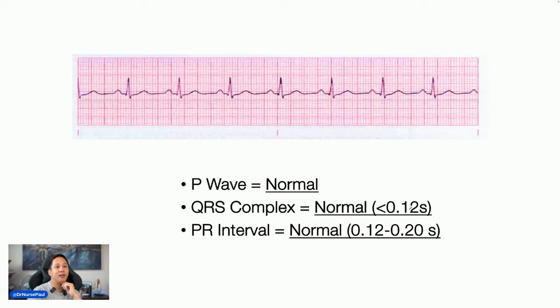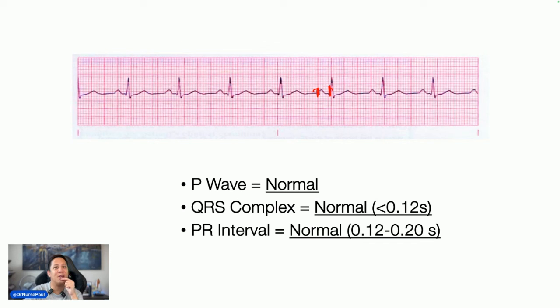PR interval. Guys, how many boxes again? 3 to 5 boxes, right? Look at the screen. Look at your PR intervals right there. Let's just use this as an example. I think that looks like 4 max boxes, 4.5. Is that normal? 4.5. And all of them are normal. Yes. Okay. And what's the next parameter?